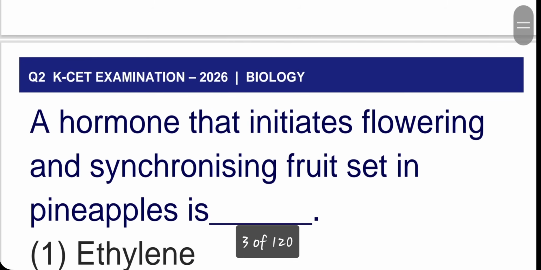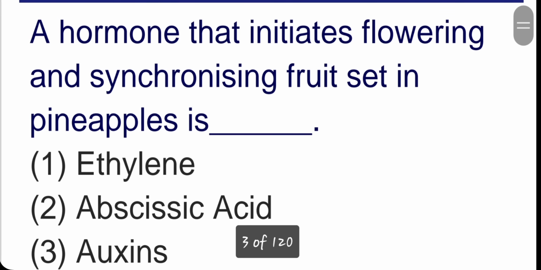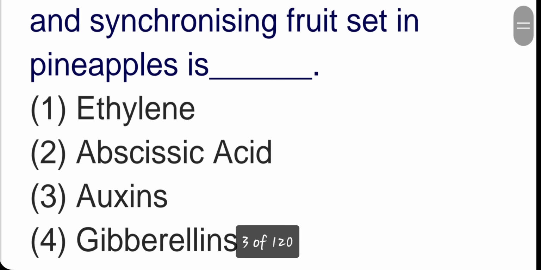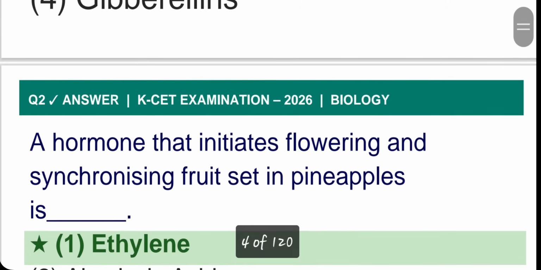A hormone that initiates flowering and synchronizes fruit set in pineapples is. So synchronization of flowering and fruit setting in pineapple is it ethylene, abscisic acid, auxins, or gibberellins? The answer is ethylene.